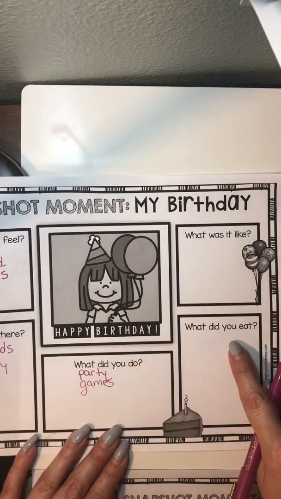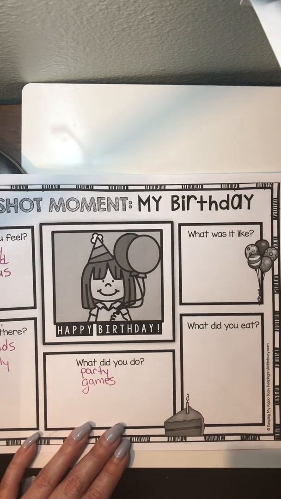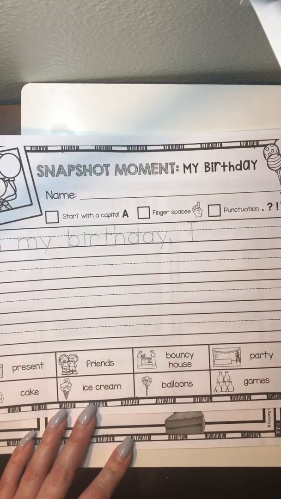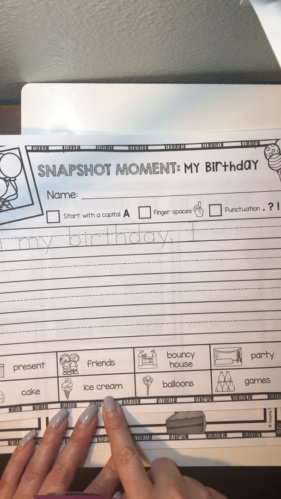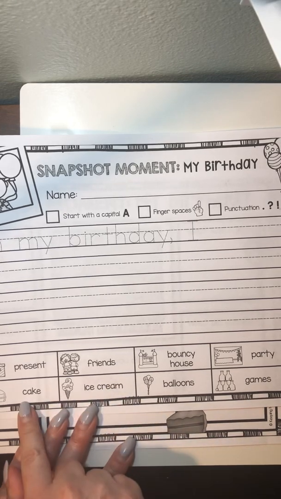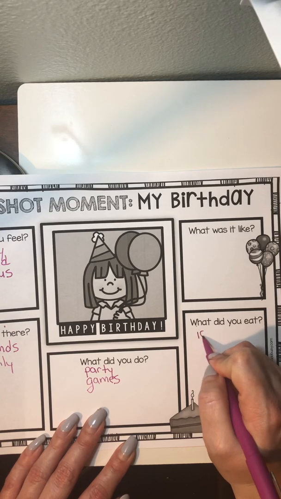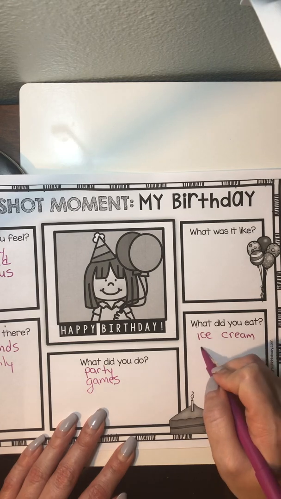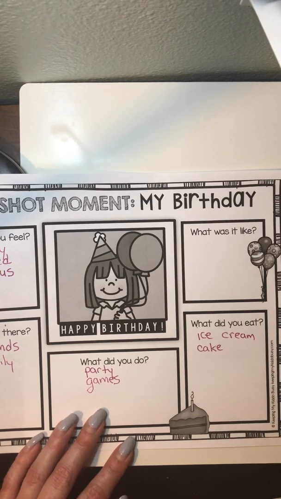What was it like and what did you eat? So I'm gonna look at my list. What was it like and what did you eat? I had ice cream and maybe cake. I ate ice cream. I ate cake. If you ate something else at your party, you can go ahead and add it.